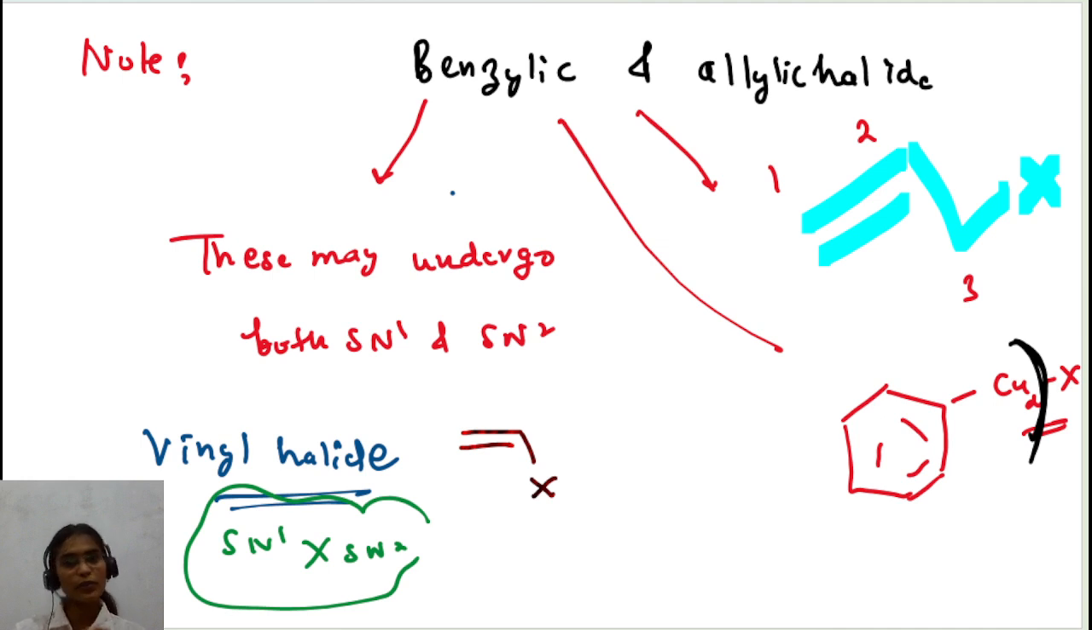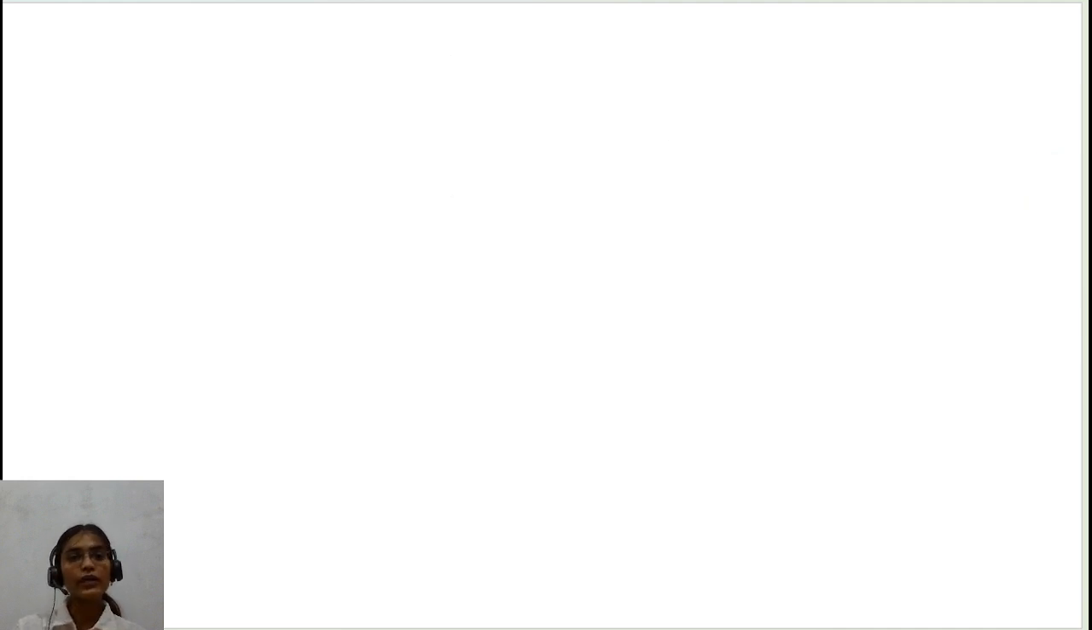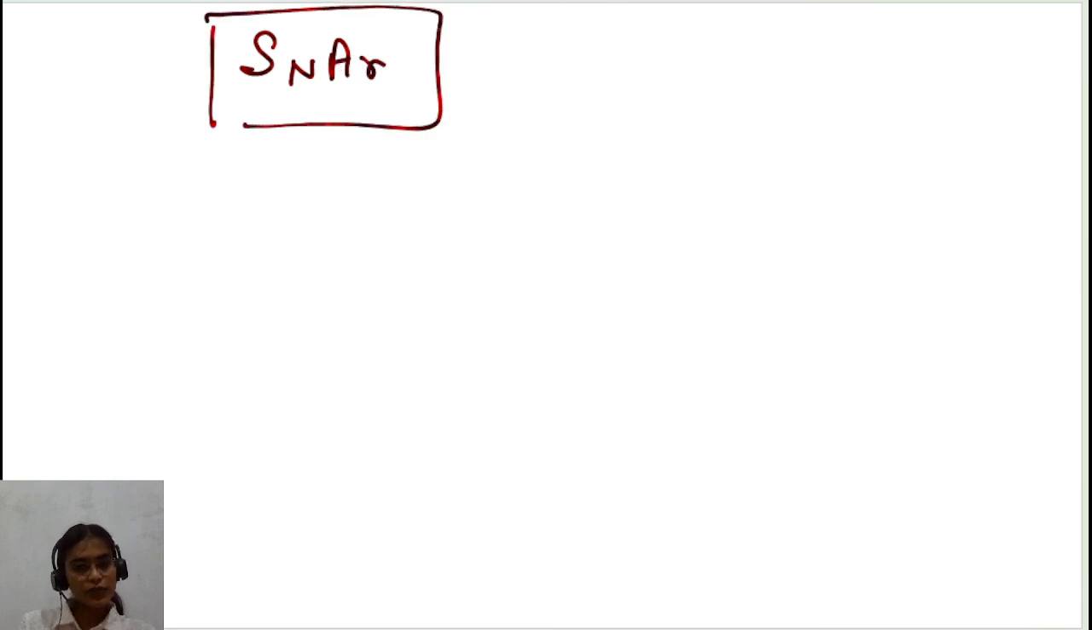This is all for the mechanism. Let's see the third type of mechanism. This is only for the aromatic system. So the third mechanism is going to be the SNAr mechanism. It's the same as before: S for substitution, N for nucleophilic, and Ar for aromatic. So this time we are going to deal with aromatic systems.